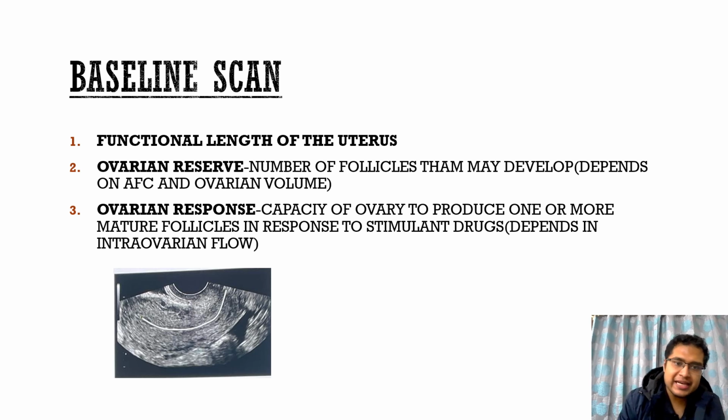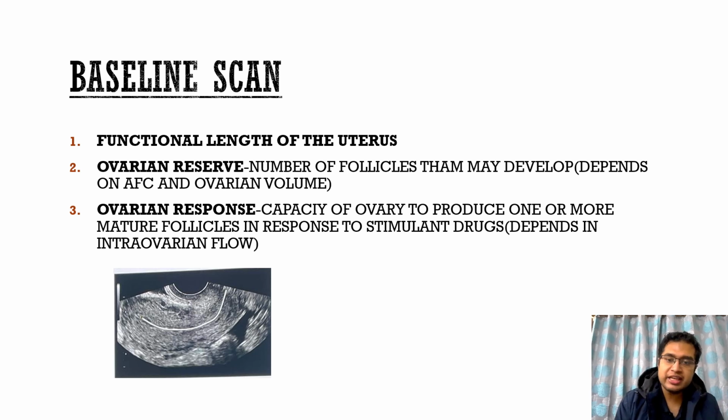So starting with the baseline scan, the three important things that are to be assessed on baseline scan are the functional length of the uterus, the ovarian reserve, and the ovarian response. So this is very important. Ovarian reserve as well as ovarian response have to be assessed on baseline scan. So ovarian reserve is the number of follicles that may develop, depends on the antral follicular count and the ovarian volume. So two important things that are included in ovarian reserve are antral follicular count and ovarian volume.